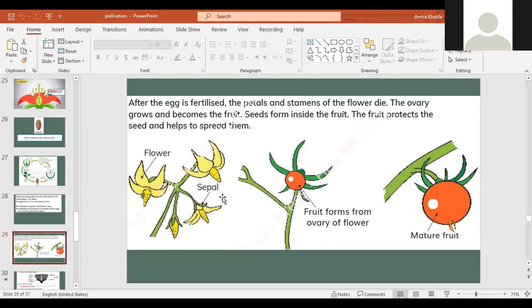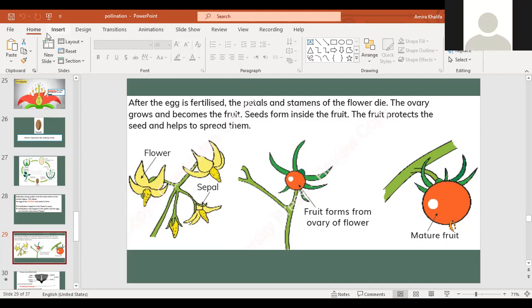After joining, or after fertilization, flowers die. Stamens, which are the male part of the flower, die. The ovary makes the fruit, and inside the fruit there are seeds. The fruit protects the seeds. So this is what happens after fertilization.